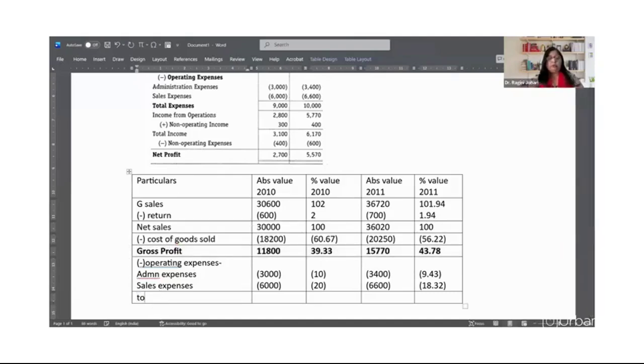So the total expenses now. This is 9,000, that is 3,000 and 6,000 added together, and this becomes 10,000. Percentage wise, again we will find the percentage of total expenses also here. That is, 9,000 is 30% and 10,000 is 27.75%.